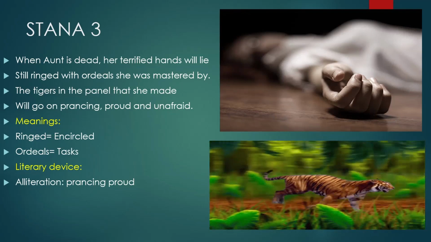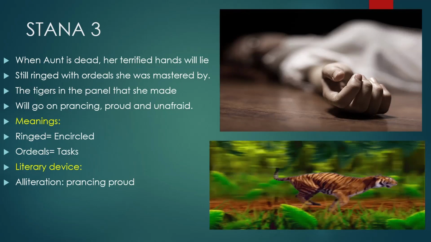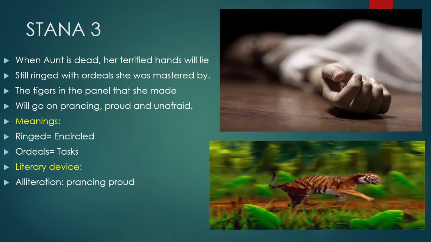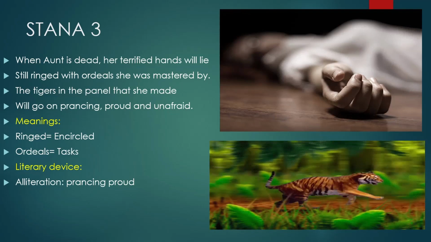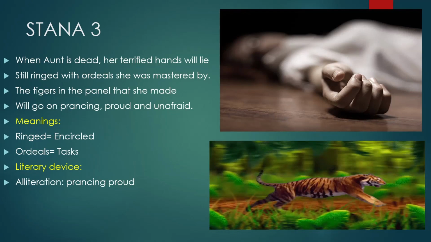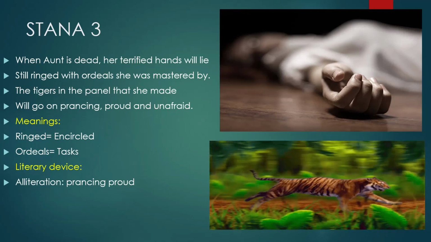But the tigers in the panel that she made will go on prancing, proud and unafraid. Here on the right side, in the first picture you can see death, and the next picture is the tigers prancing. That means even though she died, her tigers, which are embroidered on the screen, will prance proud and unafraid. She had embroidered ferocious pictures; that's her ambition to live like that. But without fulfilling her life's ambition, she died. Her dream had been permitted to the screen, but not to reality. This is really sad.